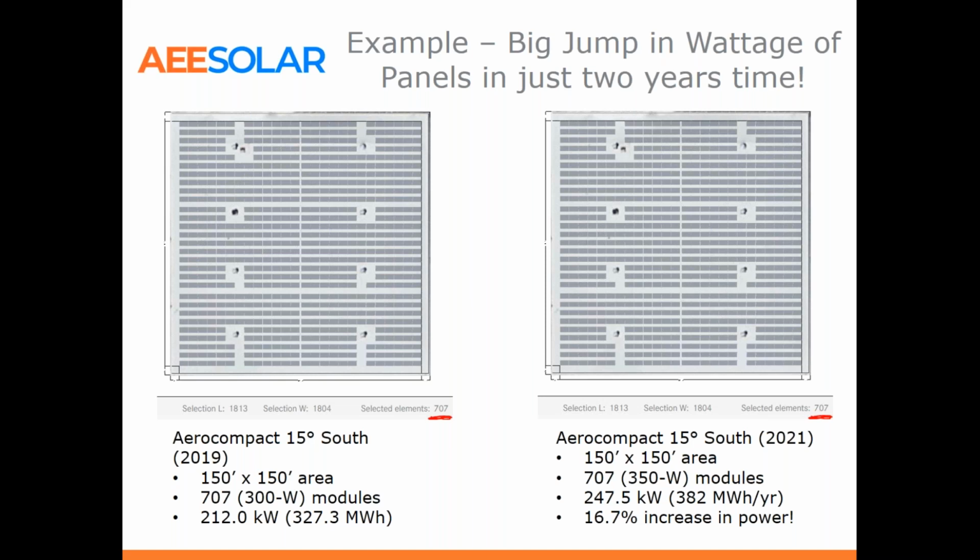Just in 2 to 3 years, now 2021, with modules moving up to 350 watts, being slightly bigger, these are 60 cell modules, of course. Now we're getting almost 35 kW more in the exact same roof area. So great strides there. About a 17% increase in power produced over the course of the year, moving from 327 megawatt hours with a 15-degree south system up to 382 megawatt hours. But again, we mentioned that 15 degrees may not be what you want.